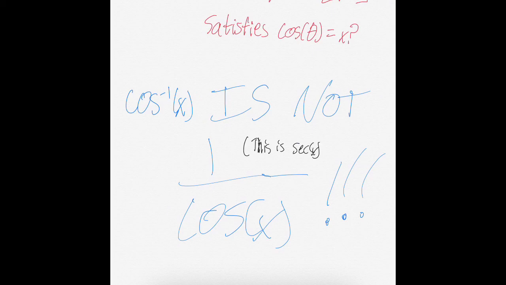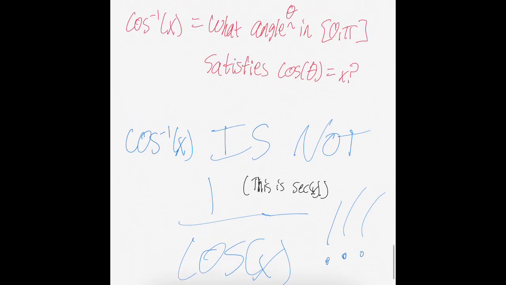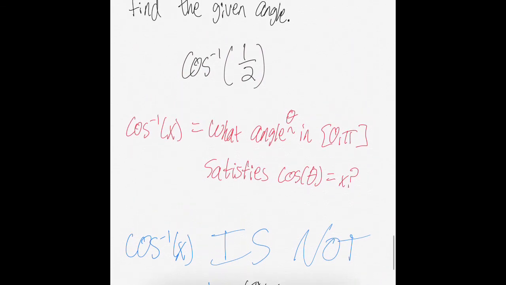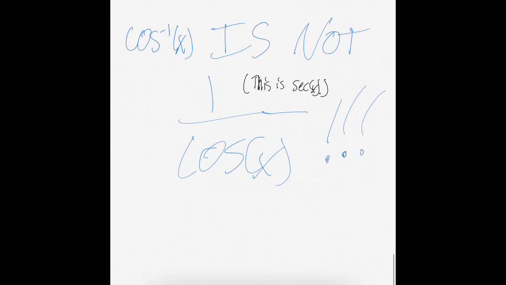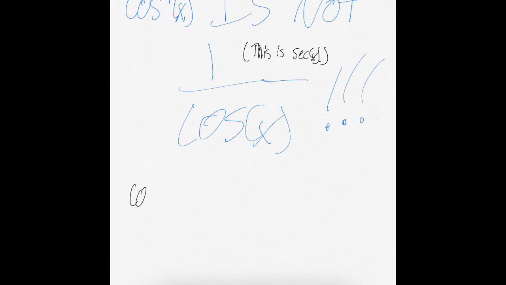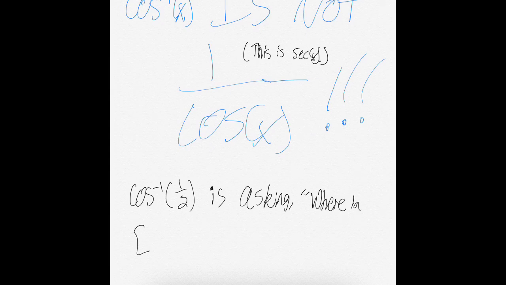1 over cosine, this right here, well, this is a secant. And that is a totally different thing. So what we are asking here really, and this is why it's going to come out to be a fairly short problem, is cos inverse, or arc cosine, of 1/2. I like saying arc cosine usually, because to me, that helps me remember we're looking for a particular arc. We're not just flipping it. But whatever you prefer.